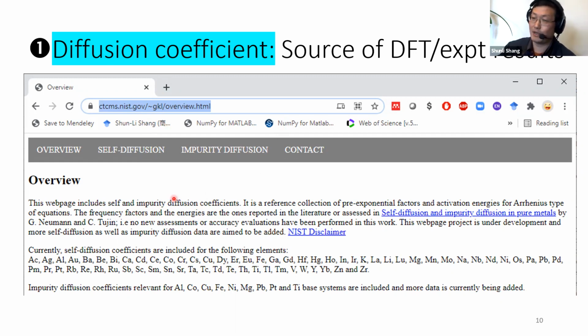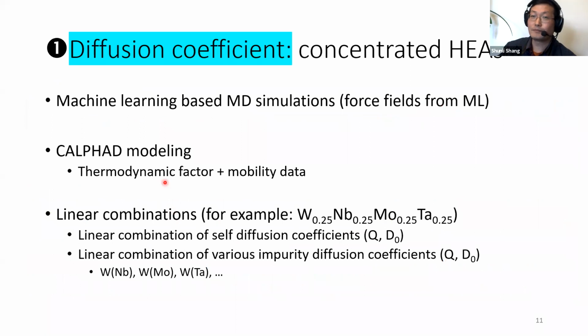It means for the self and the impurity diffusion coefficients, we can easily get them based on the data in the literature. And then next, we want to get the diffusion coefficient for the concentrated alloy, our high entropy alloy. And one method we can use, based on these three methods at different levels, is machine learning based MD simulation.